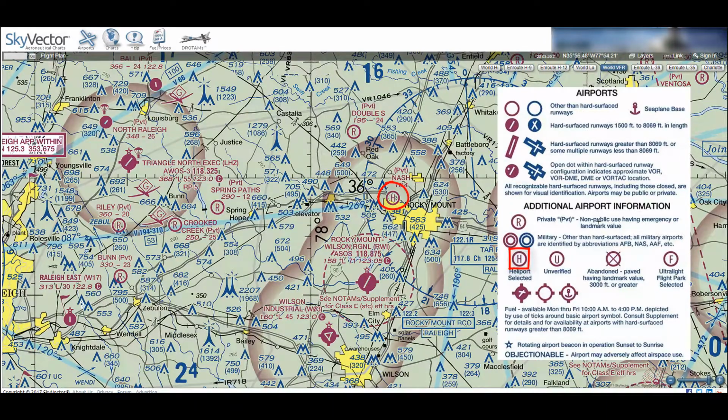Next we have heliports, which are marked with a circle with an H in the center. They're most often going to be on or near hospitals. It's especially important to know if you're near a heliport, since helicopters often fly lower than fixed-wing aircraft.